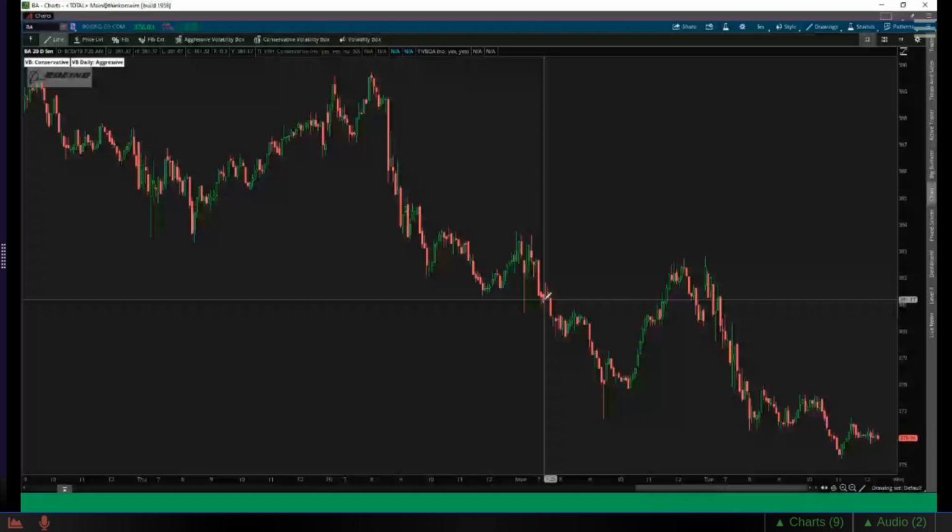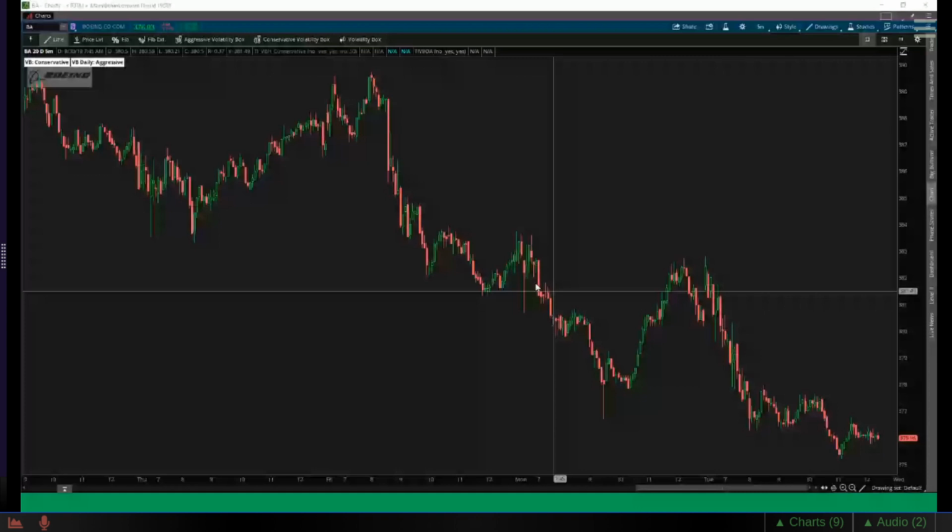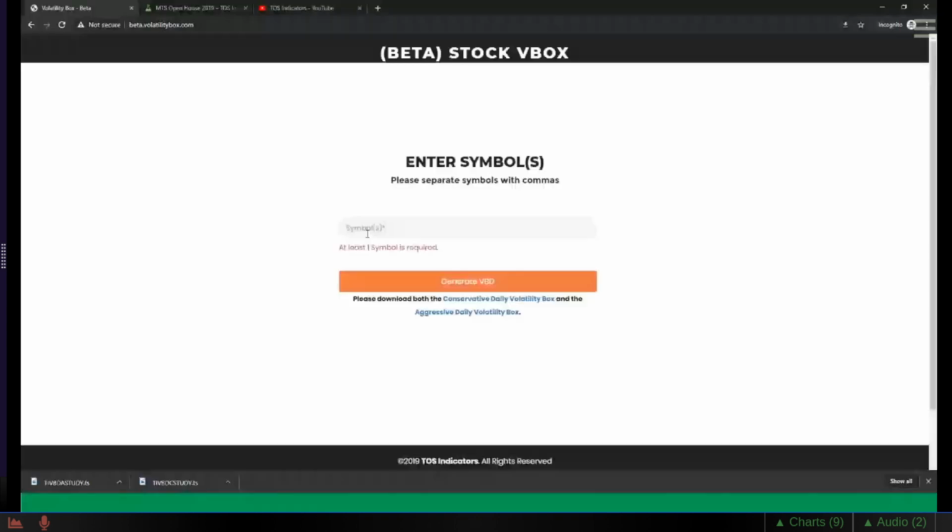But these are ready to go. You can come in, you can generate new files anytime. Say a stock has a particularly volatile day, you can come in, you can update this. It's just powerful and it just works.